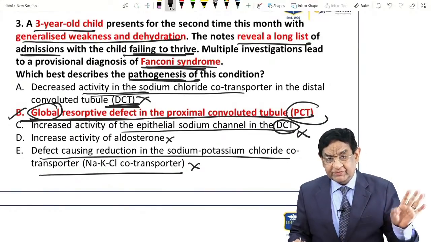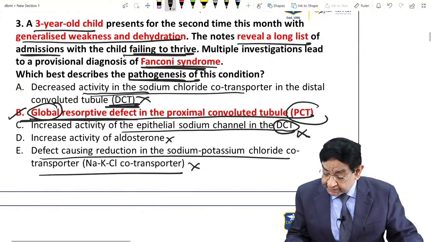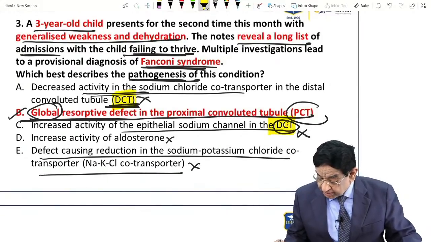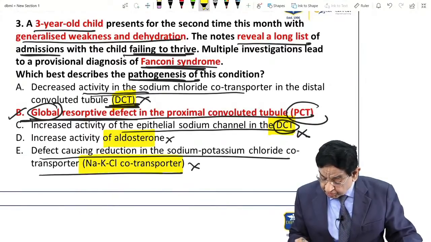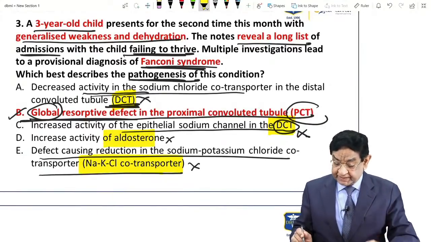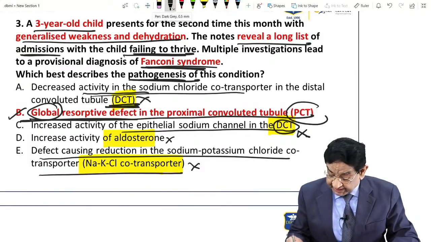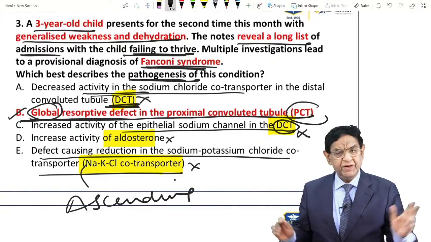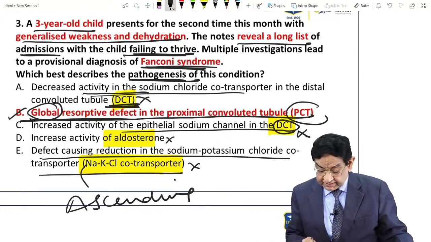So one thing is very clear. The other options are talking about the DCT, not the DCT, and again aldosterone, not that, and this sodium transport happens in the ascending loop of Henle. So the best answer, we rule out by technique only. The answer is global resorptive defect in the PCT. So he's talking of Fanconi syndrome, which is PCT.